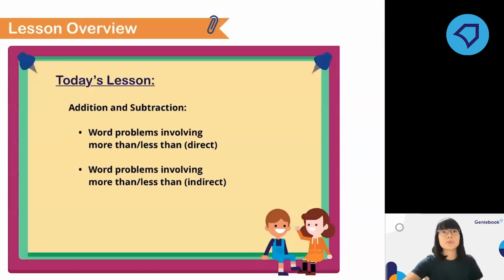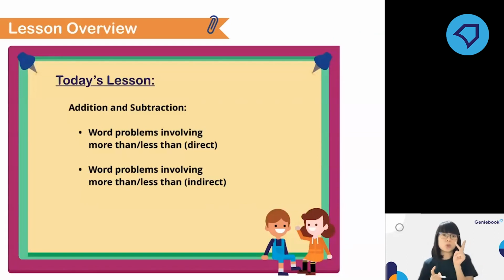We will be going through word problems involving more than, less than, direct, and more than, less than, indirect. Now, last week we've already gone through our word problems, right? But they are mainly on addition and subtraction. How many do we have altogether? How many do we have left? It's quite direct in that sense, correct? Addition and subtraction. But today, what's different is you will see the term more than, less than, fewer, and things like that in the question.